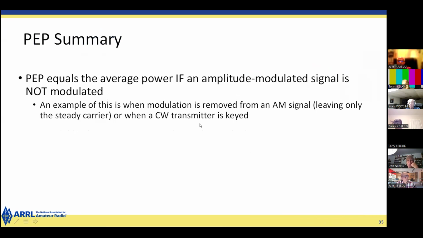PEP equals the average power if an amplitude modulated signal is not modulated. An example of this is when the modulation is removed from an AM signal, leaving only a steady carrier, or when the CW transmitter is keyed.